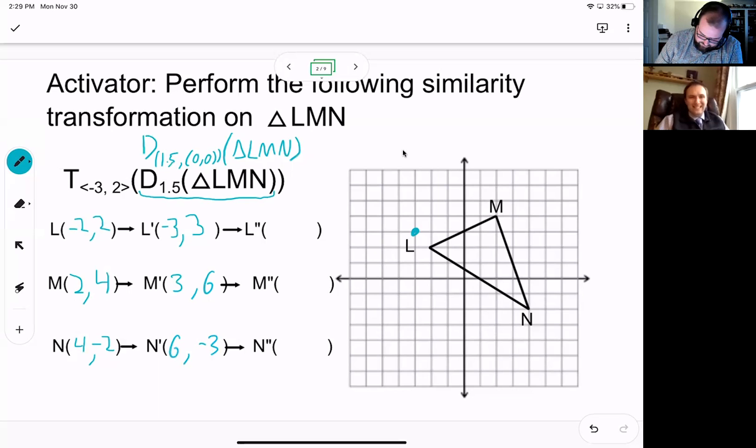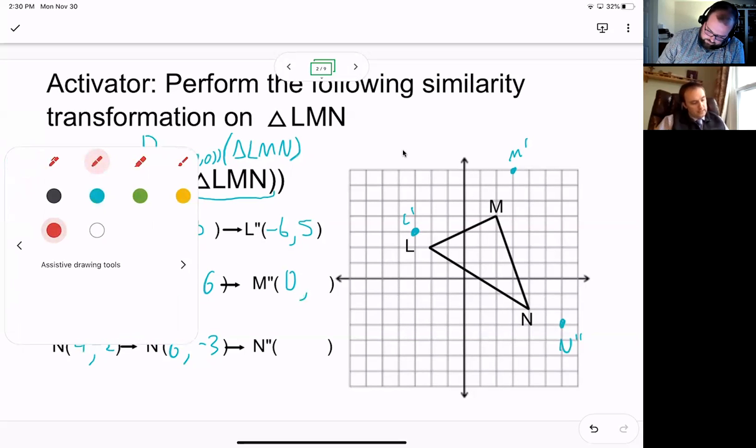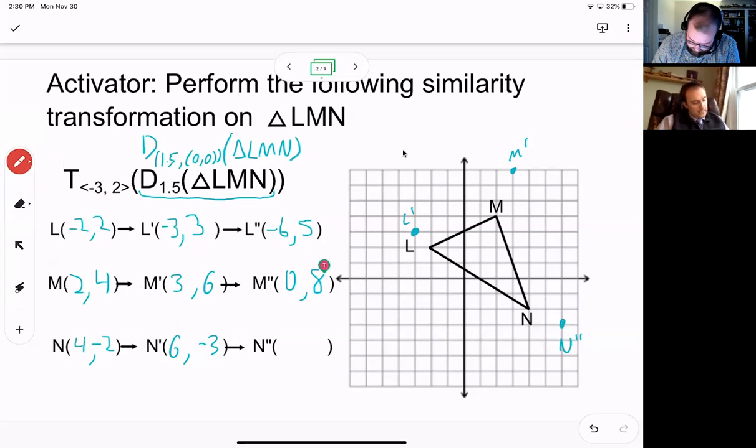So now the T is a translation, -3, 2. So that's left 3, up 2. So -3 minus 3 would be -6. 2 plus 3 is 5. And then 3 minus 3 is 0. 2 plus 6 is 8. And then 6 minus 3 is 3. -3 plus 2 is -1. So -6, 1, 2, 3, 4, 5, 6.